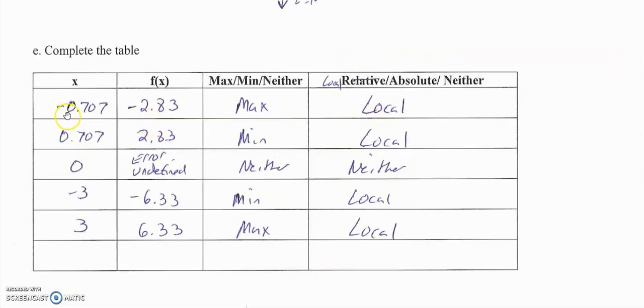So again, at negative 0.707, comma negative 2.83, we have a local max. 0.707, comma 2.83, we have a local min. Neither on 0. Negative 3, comma negative 6.33, we have a local min. And 3, comma 6.33, we have a local max.